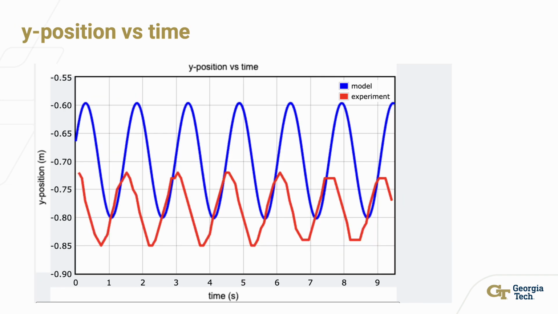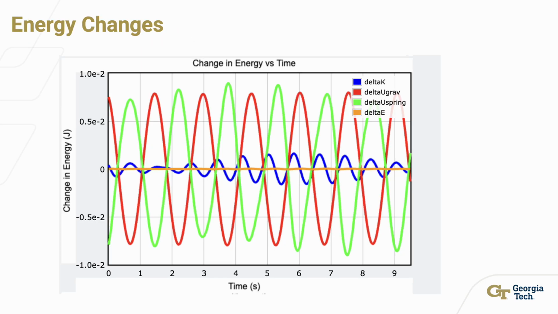On the y position versus time graph, we see the model and experimental. As we can see, both of them align fairly closely. The energy changes throughout this entire motion, basically the kinetic as well as the gravitational and spring potential energy, as well as the total energy, can be seen in this graph over here.